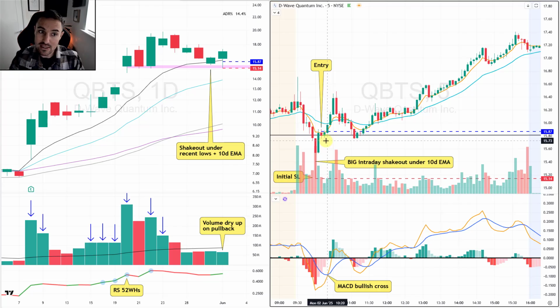So I see the strength. I see the strength of the other quantum stocks, IONQ, RGTI, QUBT. There's my stutter, QUBT as well. I see the strength, and I go a little bit early.